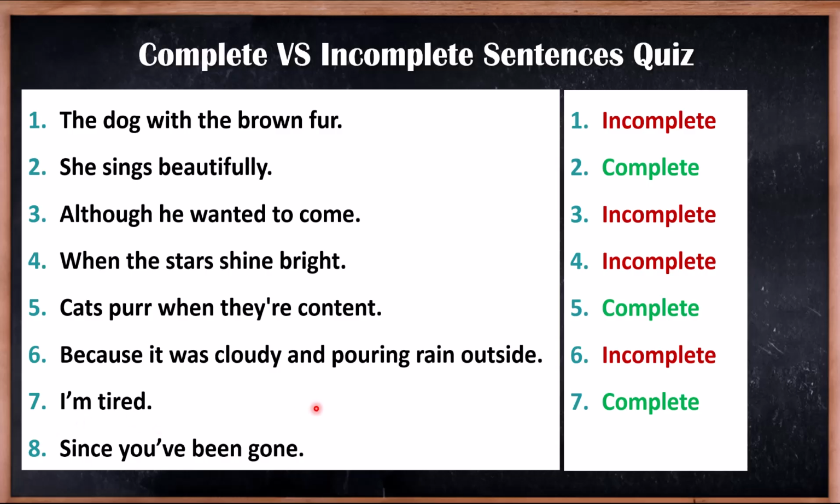And finally, number 8 is also a fragment. It's incomplete. "Since you've been gone." Again, we have the subordinating conjunction "since," but we need more information. "Since you've been gone, I have been very bored," for example.